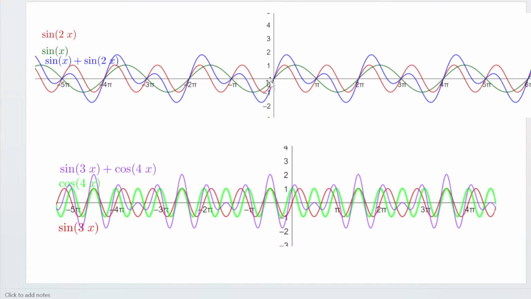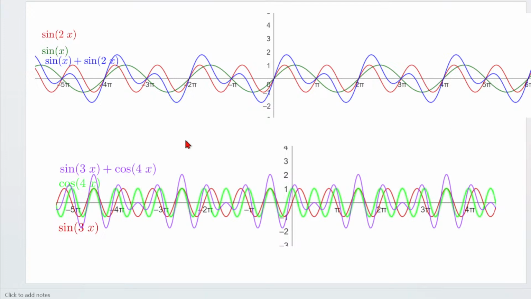Agreed? Because sin x is taking 2 pi, even if this one repeats itself, it doesn't matter. You still have to wait for sin x to complete. Then only the overall sum will get completed, right? So the period of sin x plus sin 2x is what? It is again 2 pi. You see the graph, the blue one. The blue one is again repeating itself after every 2 pi units.